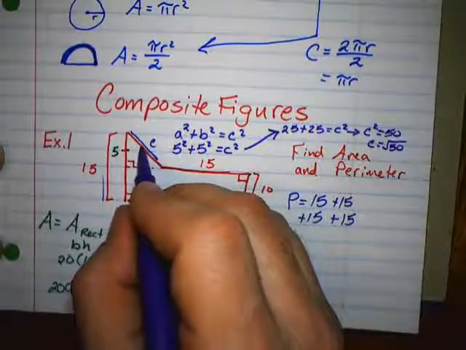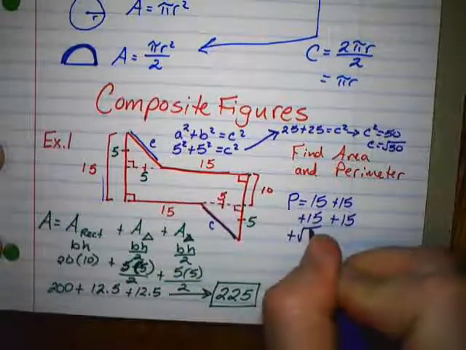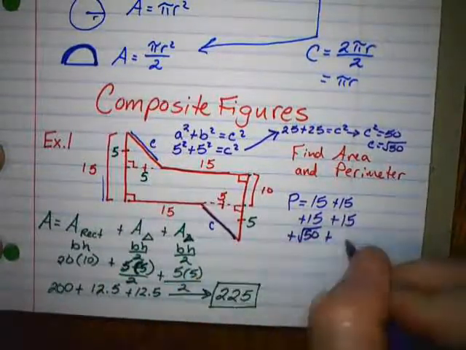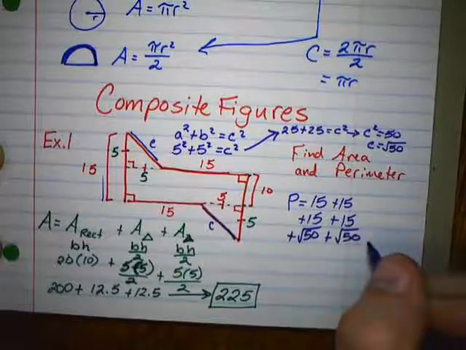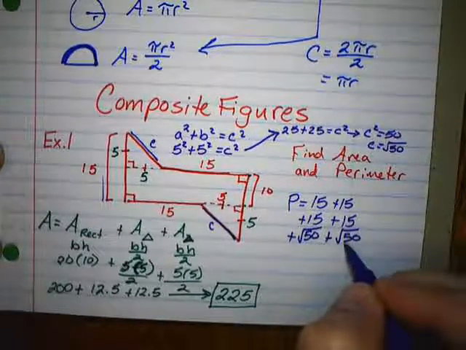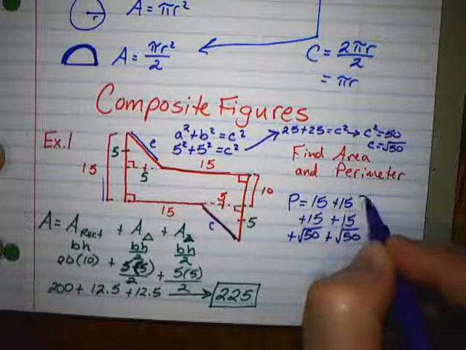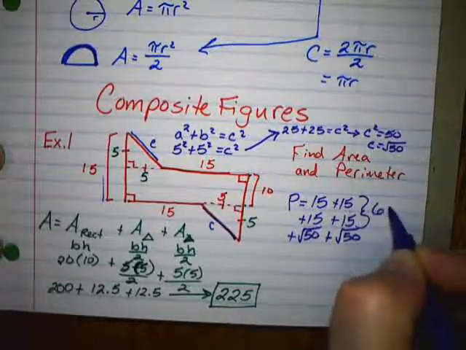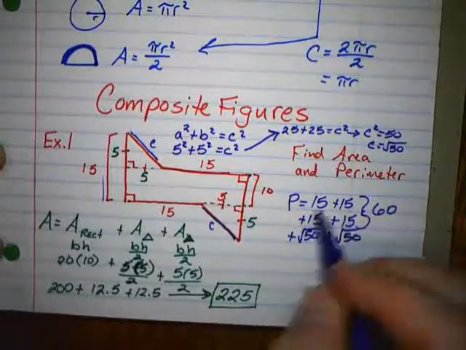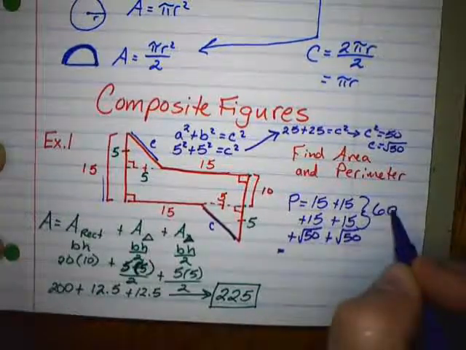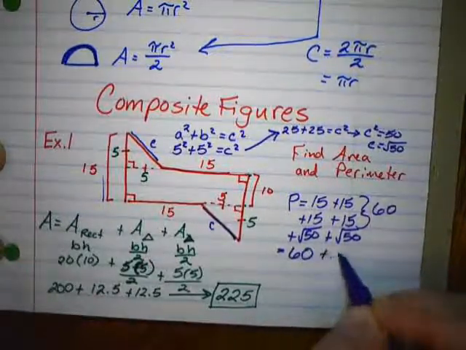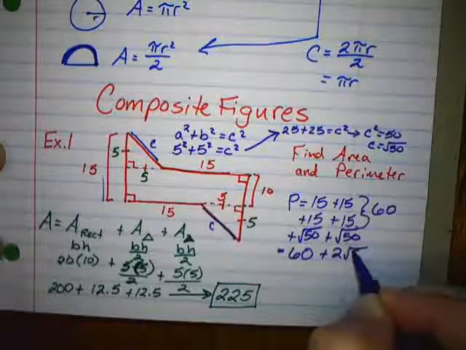I have square root of 50 here and square root of 50 here. I'm going to plug those into the calculator and then add 15, 15, 15, and 15. Or you can combine all of these 15s and just get 60. So if I wanted to simplify this on paper, I have 60 plus 2 square roots of 50.